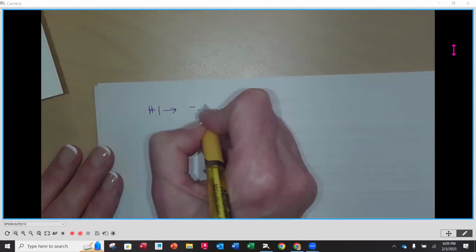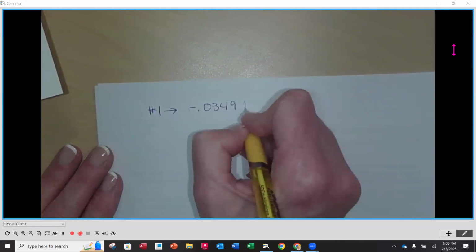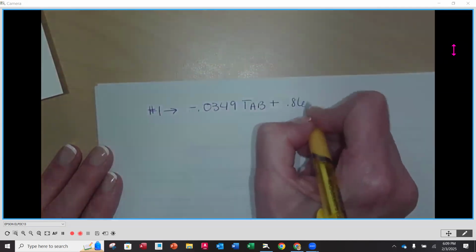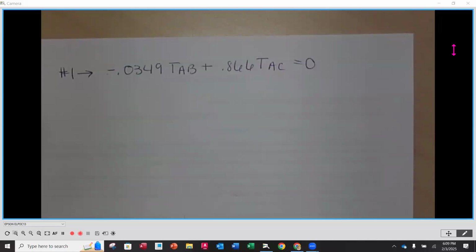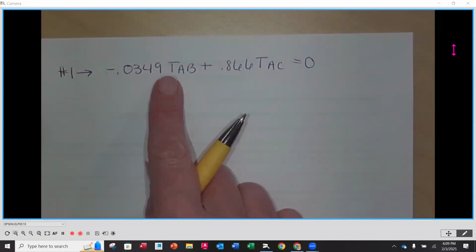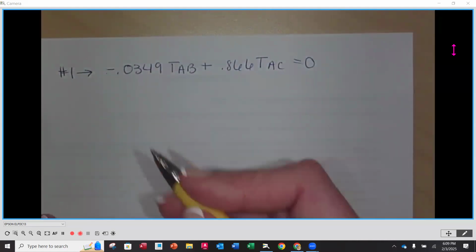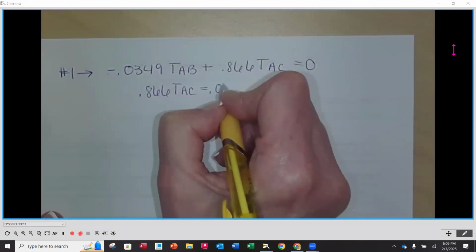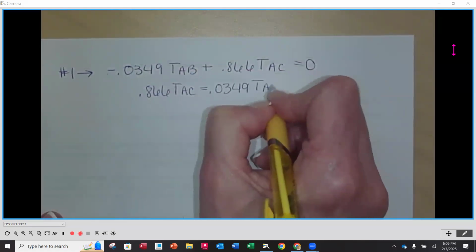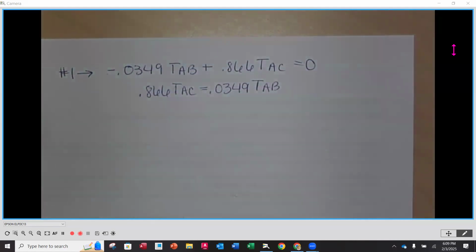Since I'm on a new piece of paper, I'm just going to rewrite my equation number 1 right here. So it's negative 0.0349 TAB plus 0.866 TAC is equal to 0. Okay. So now I just want to get one of these variables on the left-hand side. Since this is a negative value, I'm going to add it to both sides, and send it to the other side. So I'm going to have 0.866 TAC on the left is going to be equal to 0.0349 TAB.